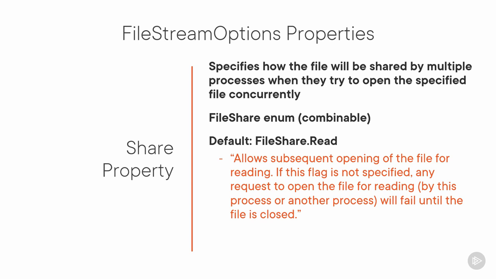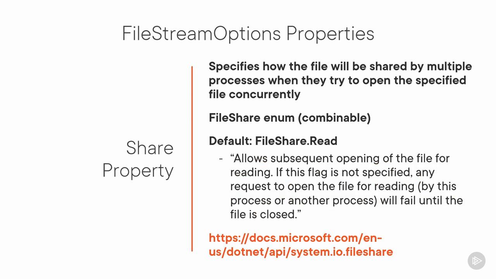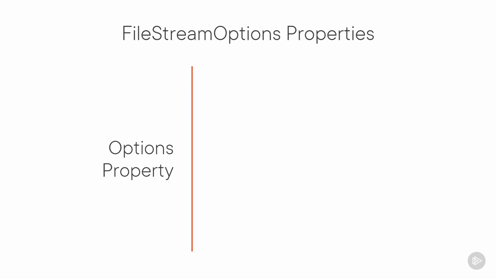The Microsoft documentation states that FileShare.Read allows subsequent opening of the file for reading. If this flag is not specified, any request to open the file for reading by this process or another process will fail until the file is closed. If you want to read more about the different options available for the share property, check out the documentation at this link here.